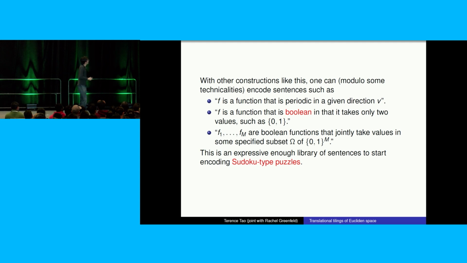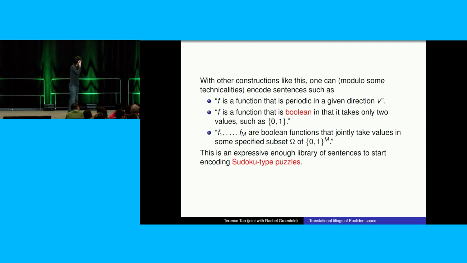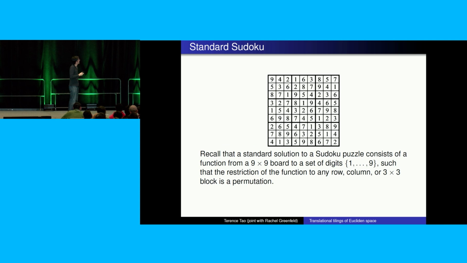If you have m Boolean functions, you can express Boolean constraints. Like you can start encoding satisfiability constraints, like f1 and f2 and f3 are not simultaneously equal to 1. That turns out you can encode with some asterisks as a tiling equation, and you can encode being a permutation. And you can start encoding various types of constraints that begin to look like the type of logical constraints you see in Sudoku. And so at some point we started experimenting with Sudoku type puzzles in the hope of searching for an aperiodic puzzle.